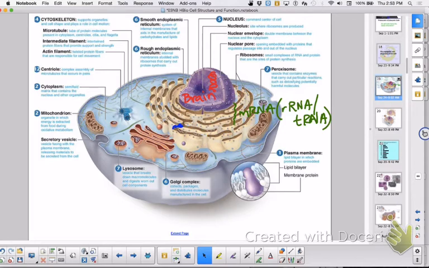Through the rough ER and move into the what? Golgi apparatus. And when I think of the Golgi apparatus, I'm thinking of it as what? UPS man. Yeah, UPS man. And this compartmentalizes. So the UPS man can package it and put it in a vesicle, and maybe it's going to get brought to the edge of the cell and excreted or not.